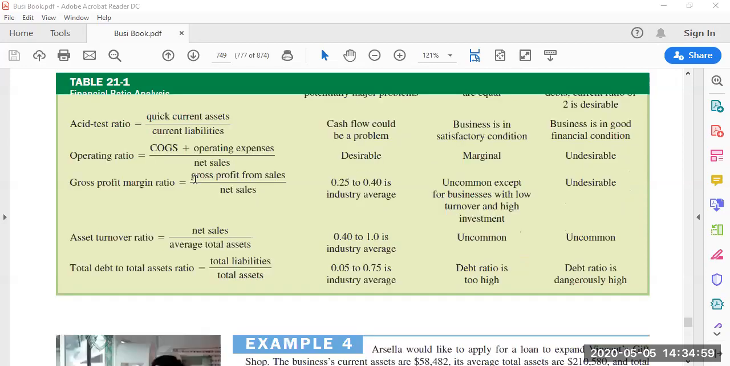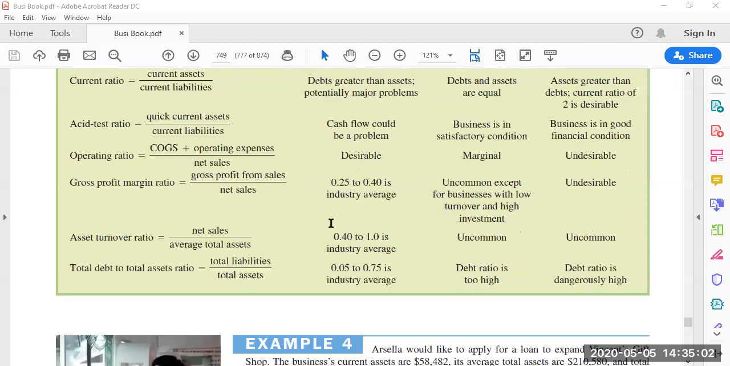And then finally, your total debt to total assets, 0.05 to 0.75 is the industry average. So you want to find ranges between that. The debt ratio is too high if it is equal to 1, and it's dangerously high if it's greater than 1. If it's greater than 1, that means your liabilities are way more than your assets, which means if you liquidate all of your assets, you still might not be able to pay your debt, what you owe. So that number, a large number, is not good.